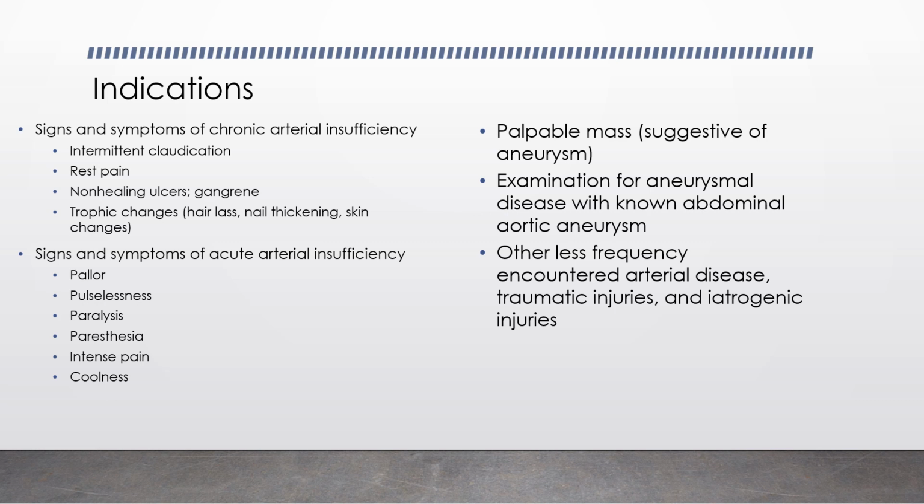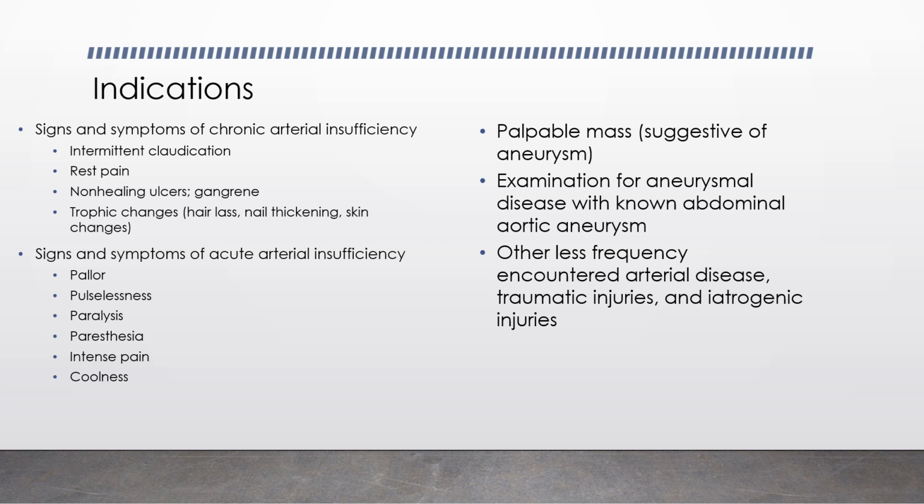Other indicators might be non-healing ulcers or gangrene. That would mean that the blood supply is not adequate enough to get that immune reaction to areas of insult, and that can result in ulcers or gangrene. And then trophic changes, a loss of hair, nail thickening, skin thinning, all of those would be additional indications. So make sure when you're working with your patients, you're getting a really good indication and history from them.